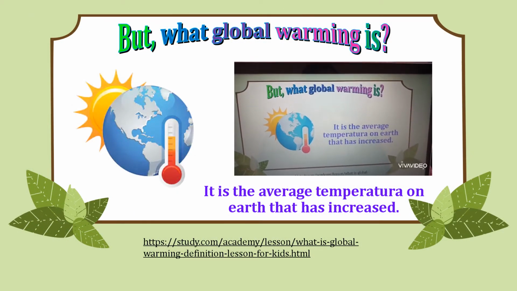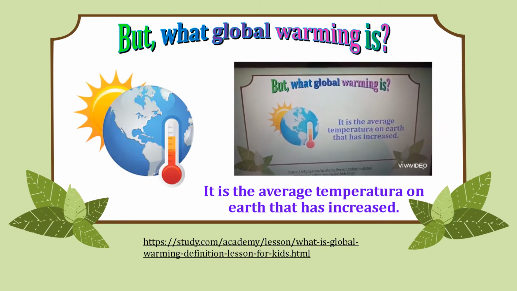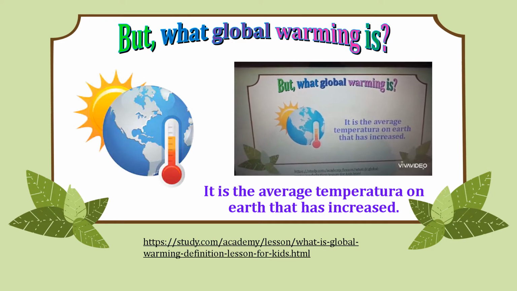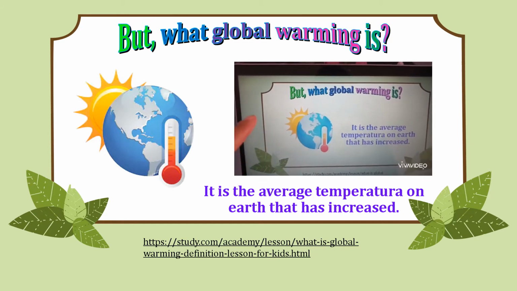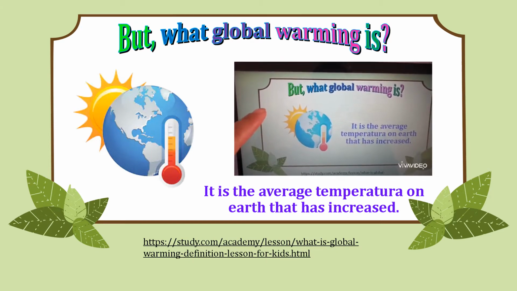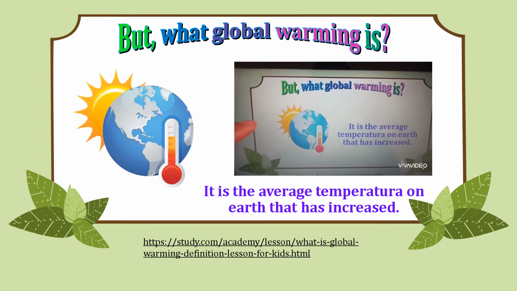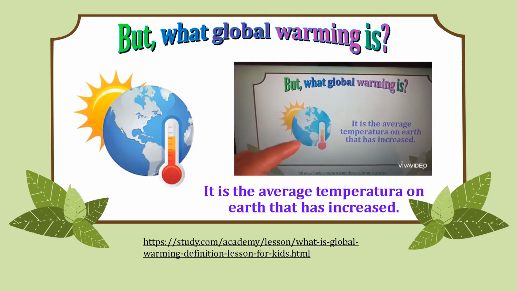But what is global warming? If you see, it is the average temperature on Earth that has increased. In other words, the light and heat given by the sun is trapped in the atmosphere of the planet Earth, increasing the levels of temperature, as it is shown here in our thermometer.